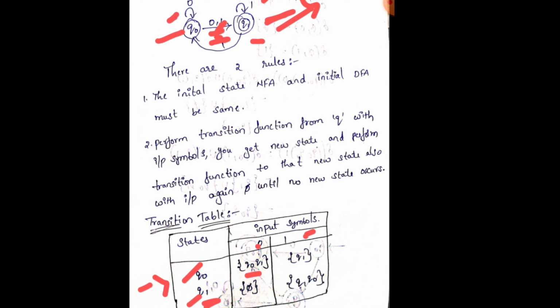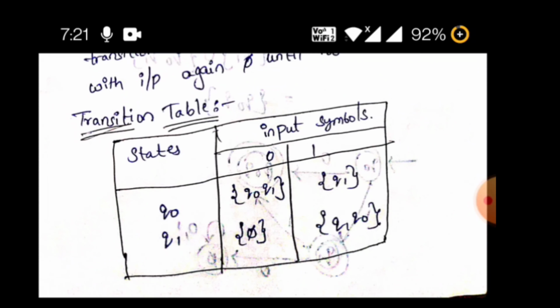And with the state Q1 with input symbol 0, we have no path, so we need to write phi. And with the Q1 state with the input symbol 1, we are moving to Q0 and self loop with Q1. So we need to write Q1 Q0. This is our transition table for this transition diagram. Okay, and now we need to write transition function for this transition table. How will we write the transition function?